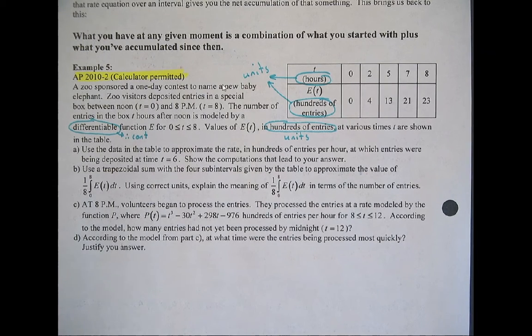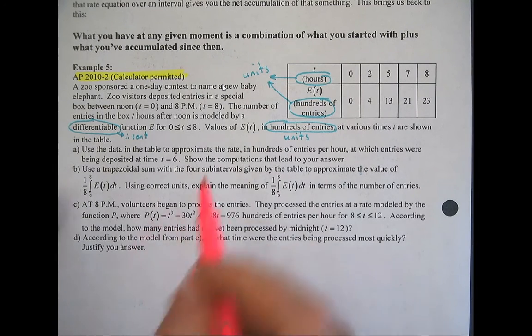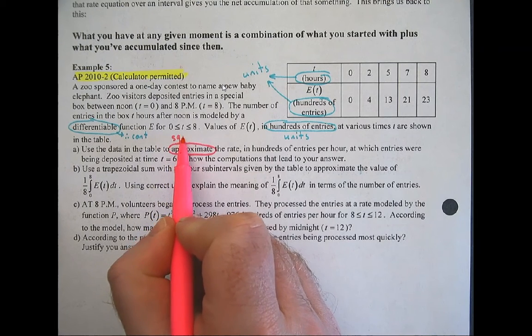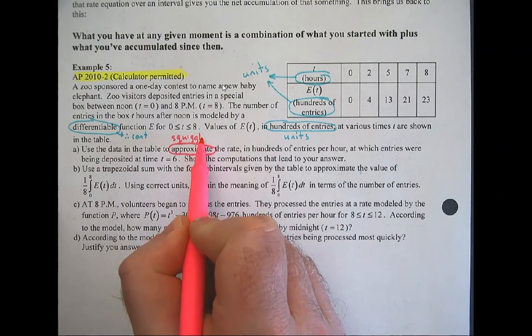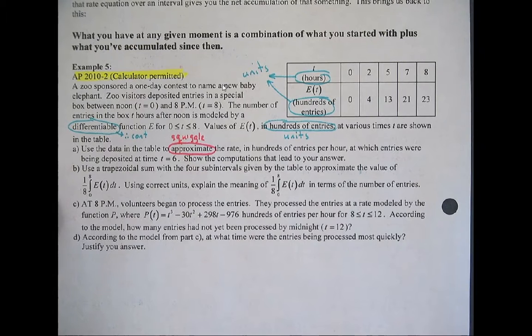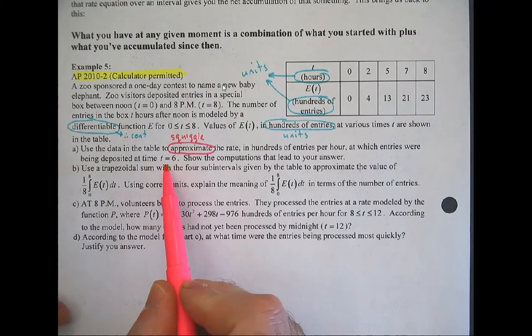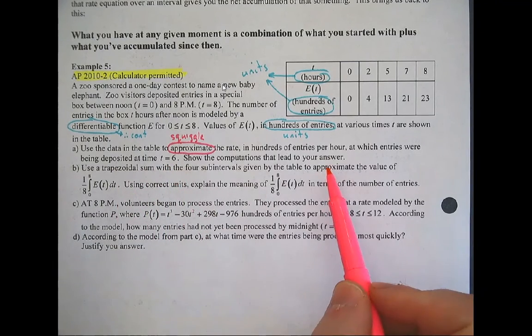Anyway, okay, so now here we are. Use the data in the table to approximate the rate. Oop, I'm going to stop right there. I'm going to highlight something. What am I on? I'm on squiggle alert. We're going to approximate something. You're going to need some squiggles. In hundreds of entries per hour at which the entries are being deposited at time t equals 6. Show the computation that leads to your answers.